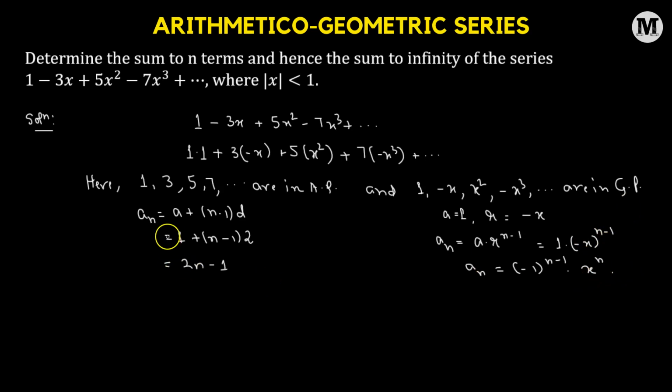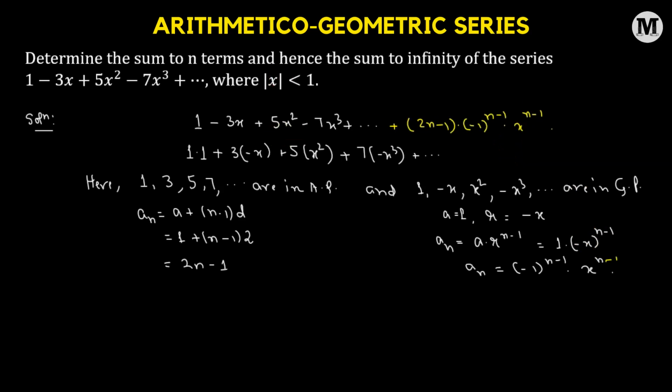Now, the reason why we obtain the nth term of the arithmetic progression and the geometric progression is that this is going to help us define the nth term of the original series. That is simply given by taking the nth term of the arithmetic sequence, 2n minus 1, and multiplying it with the nth term of the geometric sequence, which is negative 1 raised to the power of n minus 1, multiplied by x raised to the power of n minus 1. So this is the nth term of the given series.